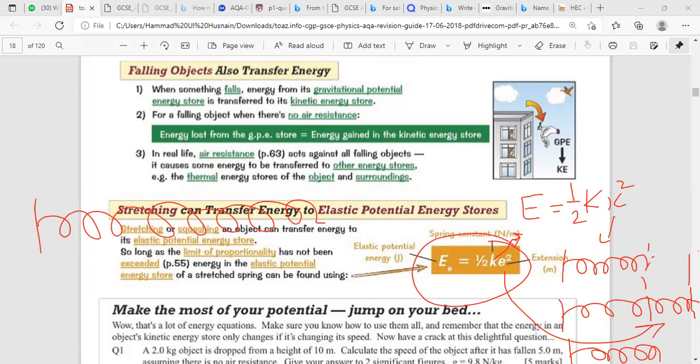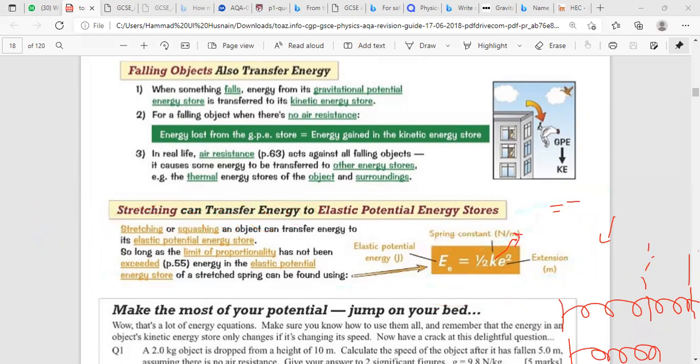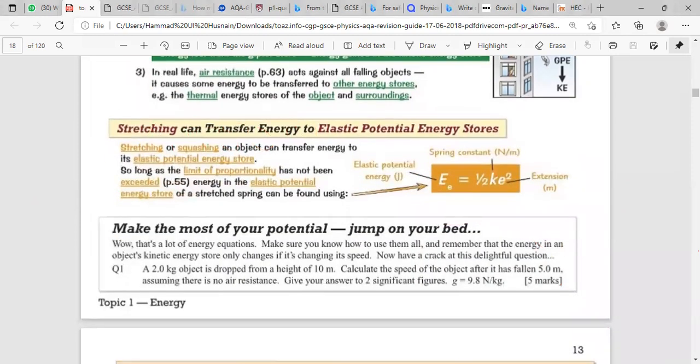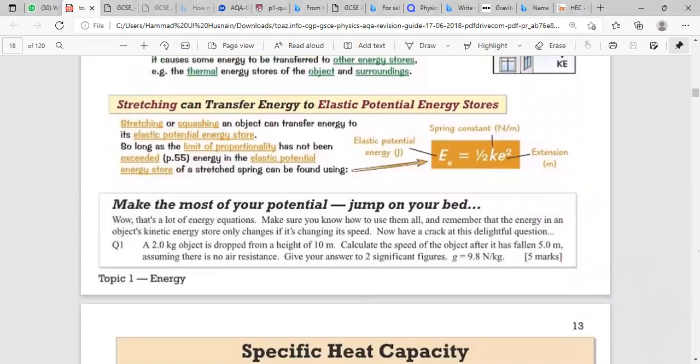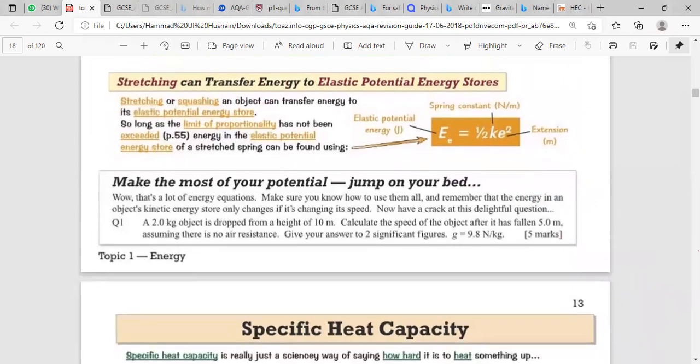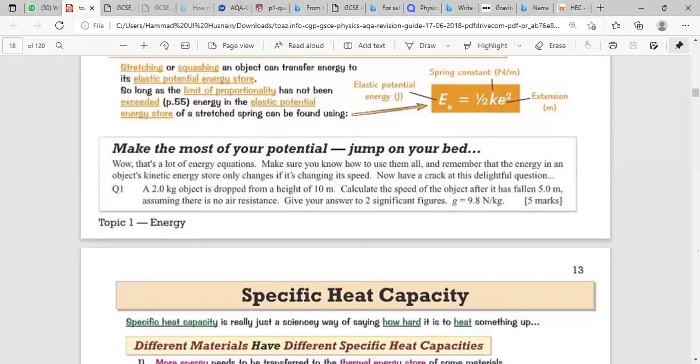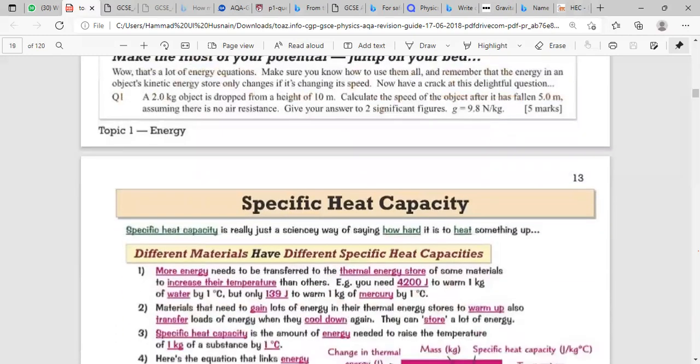Okay, the energy store of a stretched spring can be found using this formula. We have already discussed this formula. So now moving forward, what else can we study in this? Let us see. Make the most of your potential. Okay, there is a question given here. We can do that in the second half of this class when we will be solving the problems. I have downloaded some other worksheets for you as well, so we will do it at that moment.